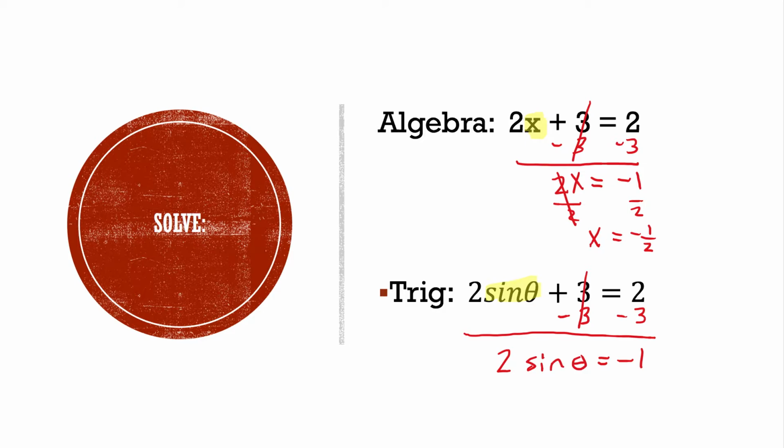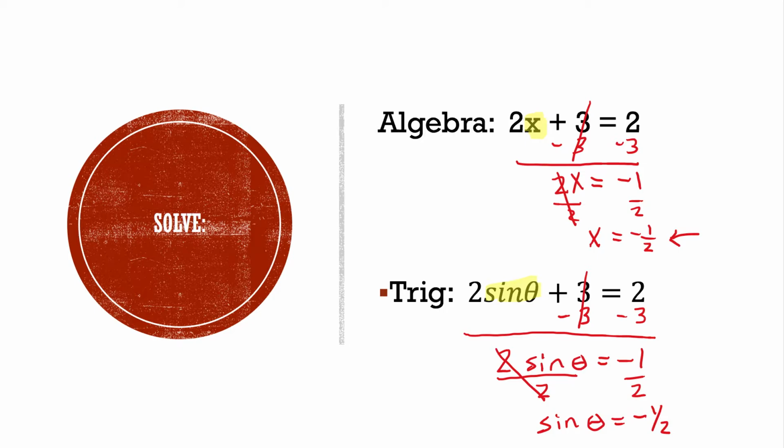The next thing I'm going to do is divide both sides by 2, just like I did in the algebra equation. The 2's will cancel. We'll have sine theta is equal to negative 1/2. And in an algebra equation, we're done at that point, right? So like here, that was all we had to do, and we said that's our answer.